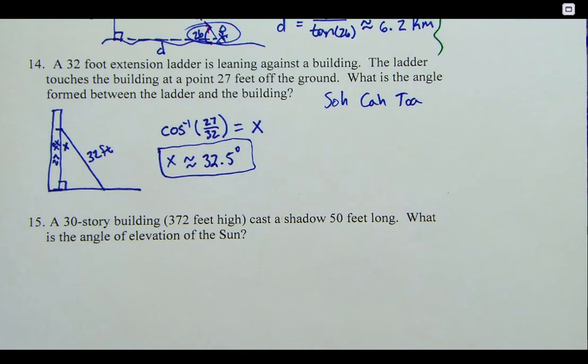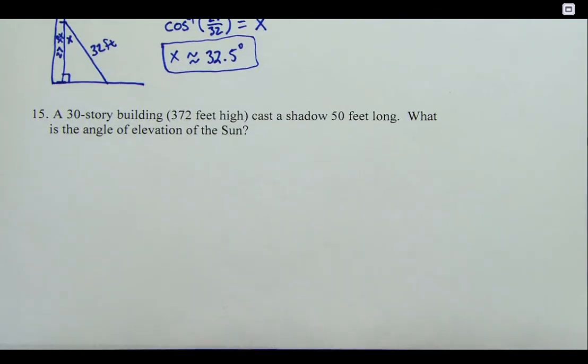All right, last problem for this section. So, a 30-story building, which is 372 feet high, casts a shadow 50 feet long. What is the angle of elevation of the sun?